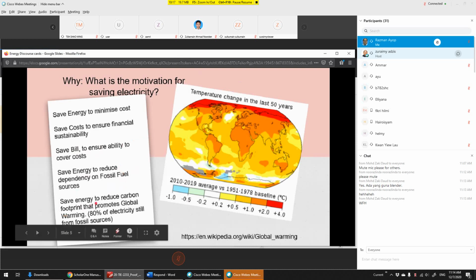So let's look at the last one. We save energy to reduce the carbon footprint that promotes global warming. So 80% of electricity is still from fuel sources.